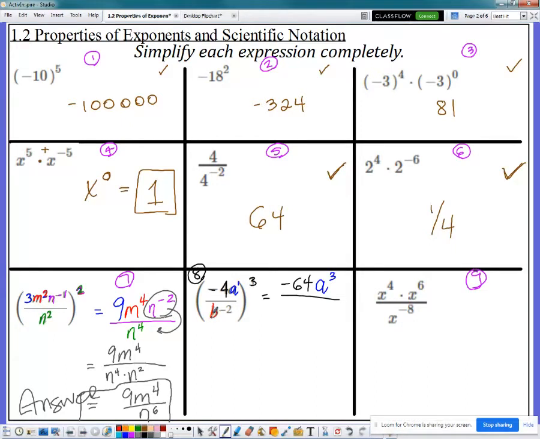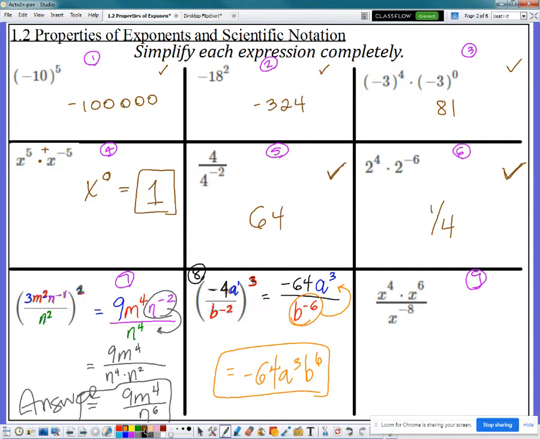Then we have b to the negative 2 raised to the 3rd. Negative 2 times 3 is negative 6. And this is looking better and better. However, we cannot have a negative exponent, so we need to bring this to the top. When we do that, we get negative 64 a cubed b to the 6th. And yes, that is your final answer.